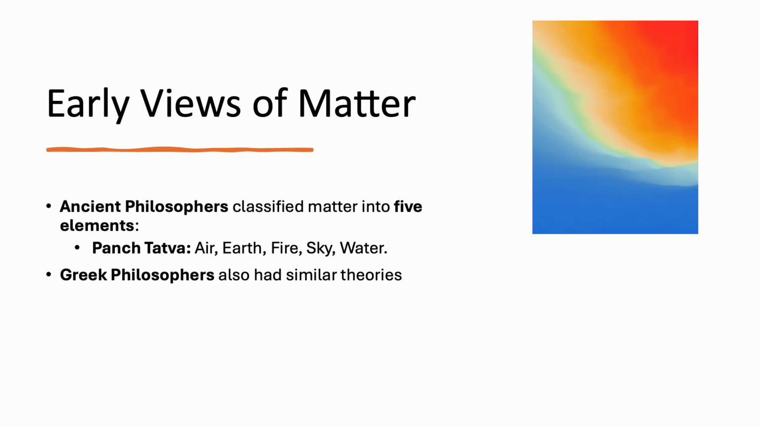Now, long before scientists discovered the physical and chemical properties of matter, Indian philosophers already had some kind of theory about matter. They said everything is made up of 5 elements, and these 5 elements are air, water, earth, fire, sky. We called it Panch Tattva.